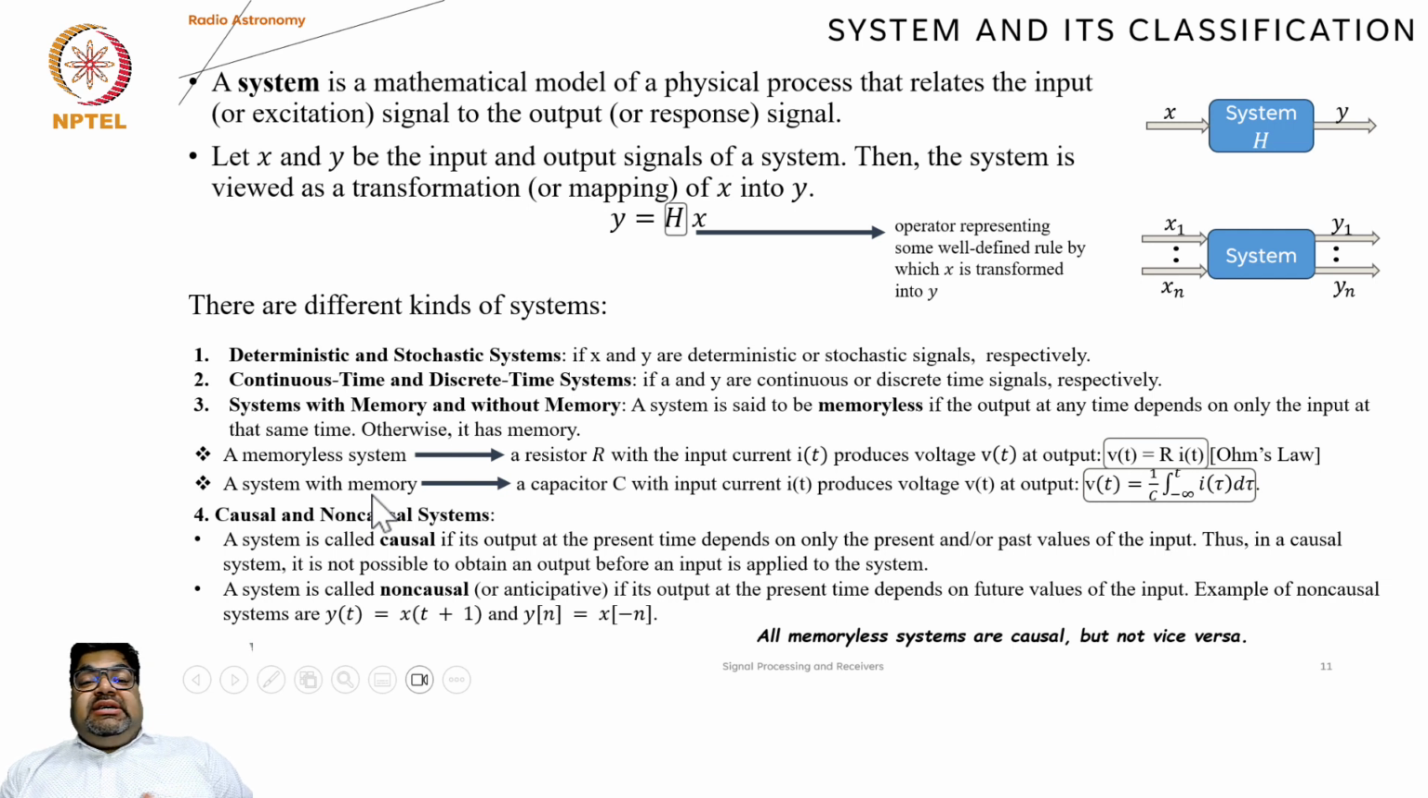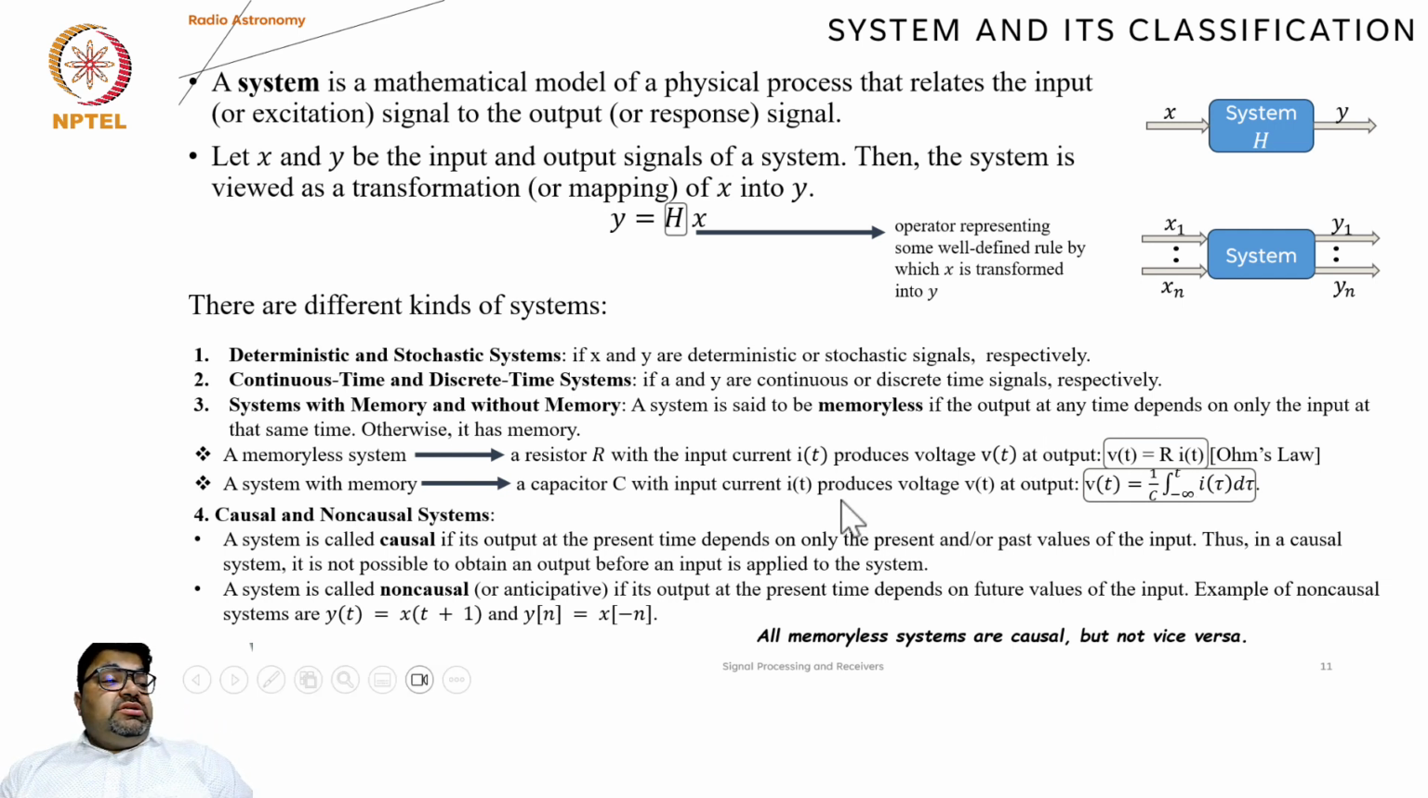Correspondingly, if I introduce a capacitor instead of a resistor, we know a capacitor charges and then discharges. So current flowing through it charges it, and then when it doesn't flow, it discharges. So that itself has a memory from the past. It depends on the current time, and in addition, it also depends on the time which has passed. That's why it is a system which has memory.